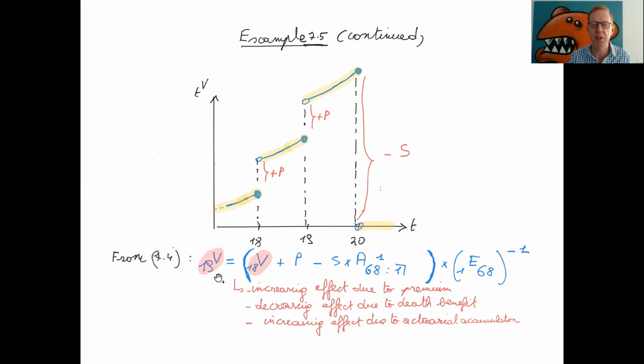We have this expression, and we see that there is an increasing effect due to the premium. There is a premium paid here. There is a decreasing effect due to the fact that there is a death benefit to be paid to the insureds who die. And then there is an increasing effect due to the actuarial accumulation. It accumulates by interest, but it's an actuarial accumulation which goes faster than a pure financial valuation.